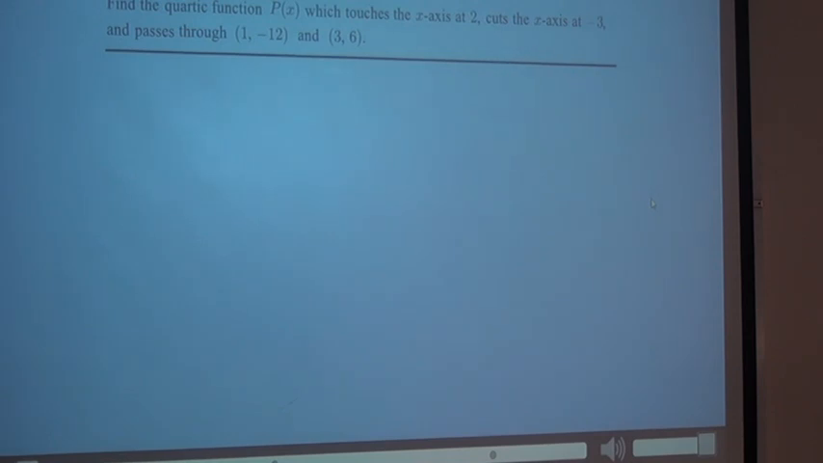In this example, we are given information about the graph of a quartic p of x in words. We are told that the graph touches the x-axis at one point and cuts it at another. Touching refers to a linear factor raised to an even power, either 2 or 4, and cutting refers to a linear factor raised to an odd power, either 1 or 3.